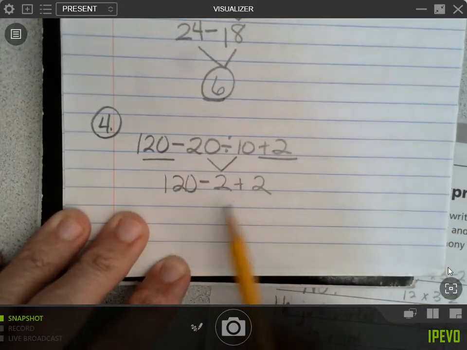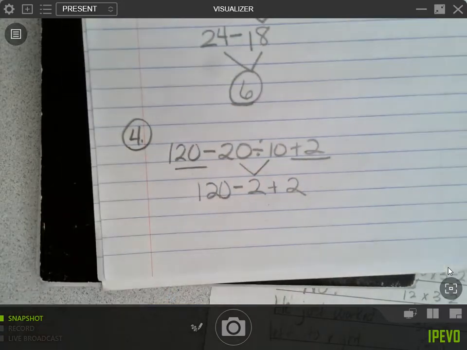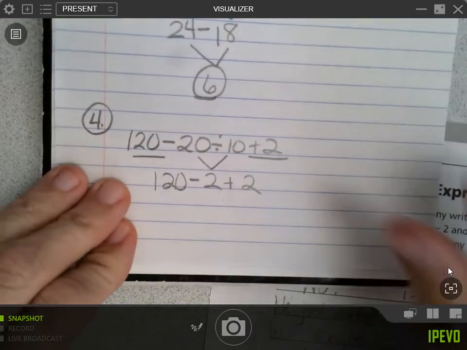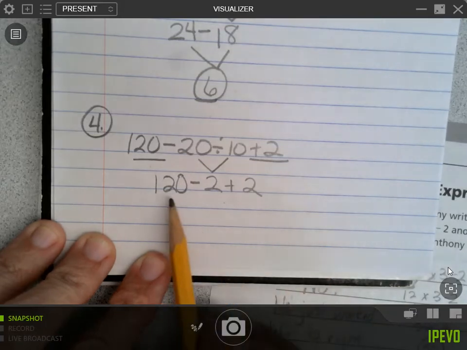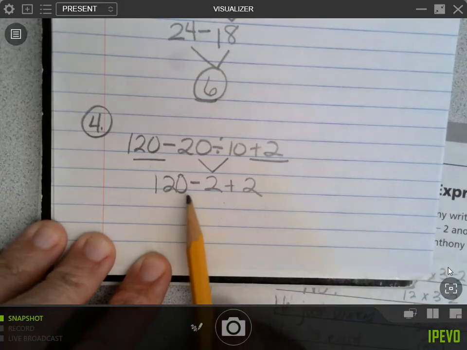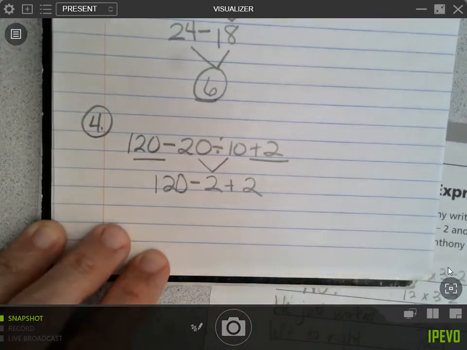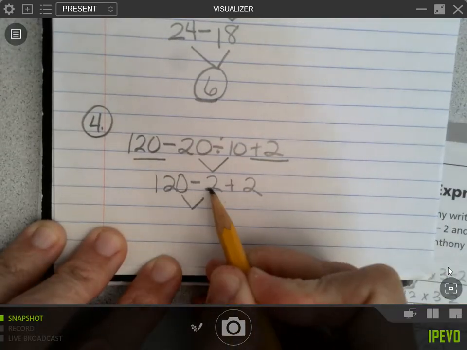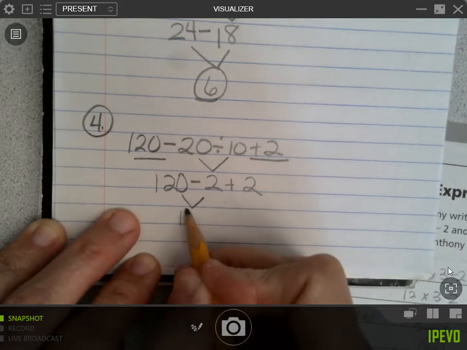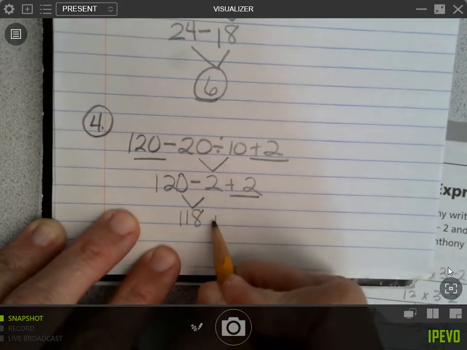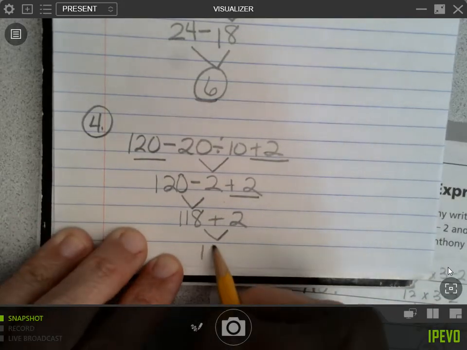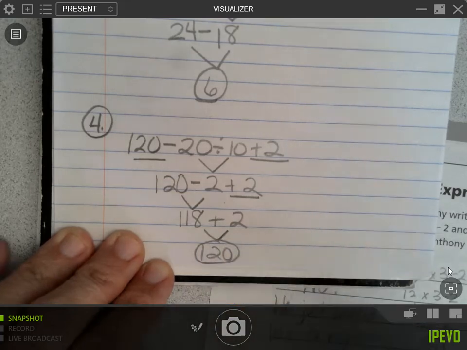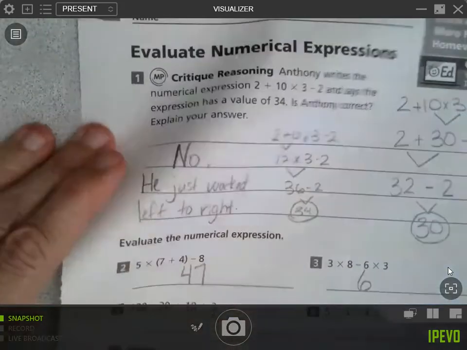All right, no more multiplying, dividing. Add, subtract. That's the last part of our order of operations. I see adding and subtracting. How do I know what I'm going to do first? Well, order of operations says work left to right if you have both of those operations in your expression. So working left to right, we're going to start with 120 minus 2, 118. I still have to evaluate the plus 2. 118 plus 2 is 120. Gold medal answer. I'm going to transfer that back to my page.